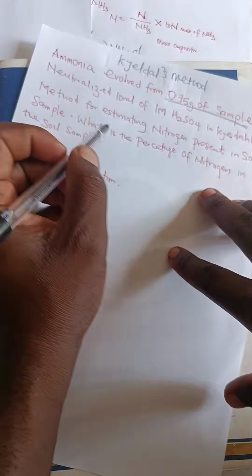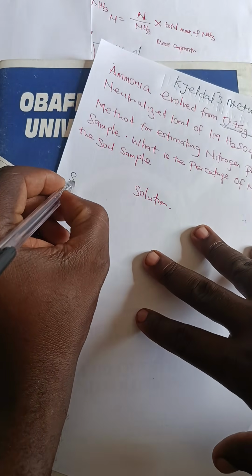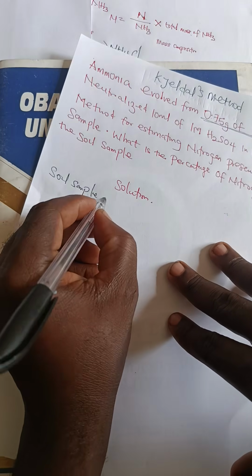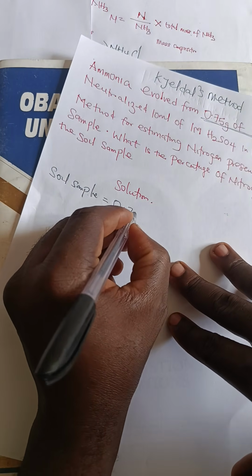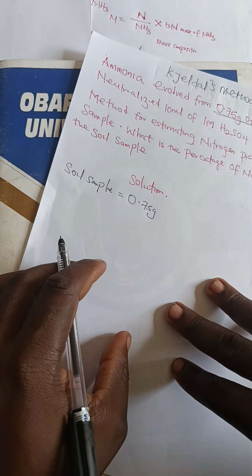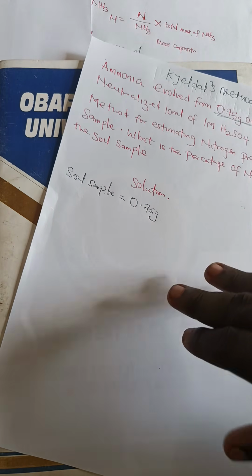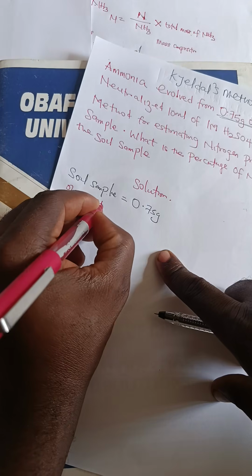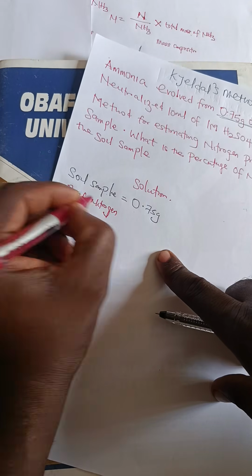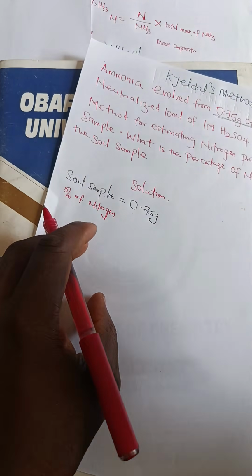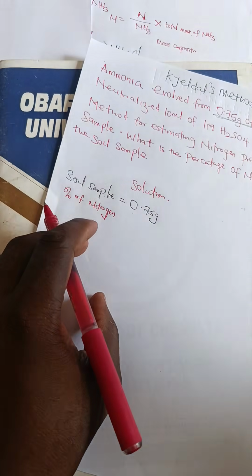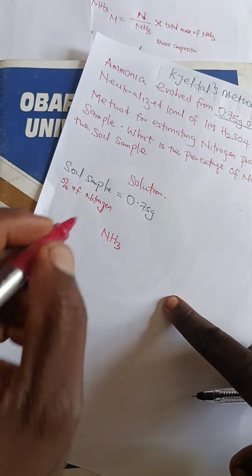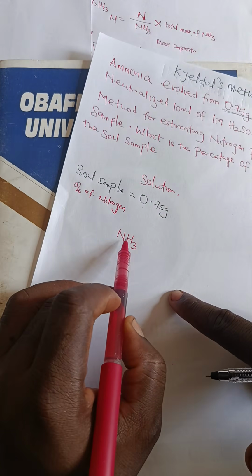If this is the whole soil, the soil sample or the organic compound is equivalent to 0.75 gram. That's the soil sample. Now, we are looking for the percentage of what? Nitrogen. That's what we are looking for. In this question, they said ammonia was given off. When ammonia is given off, that will be our NH3. And don't forget, our nitrogen is present in this ammonia.